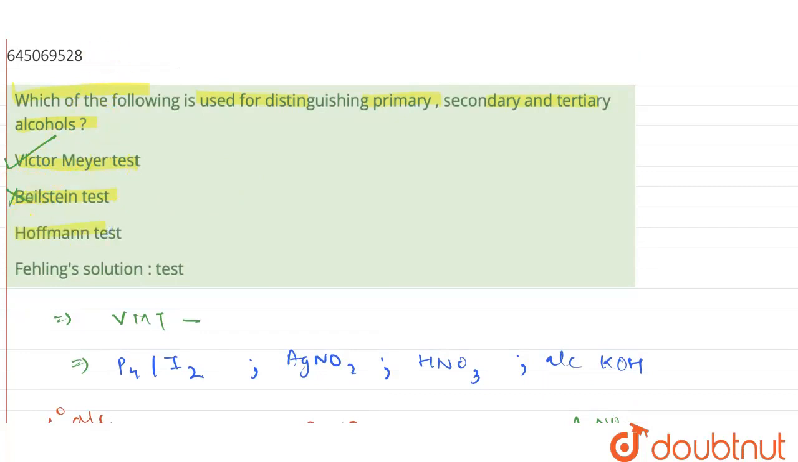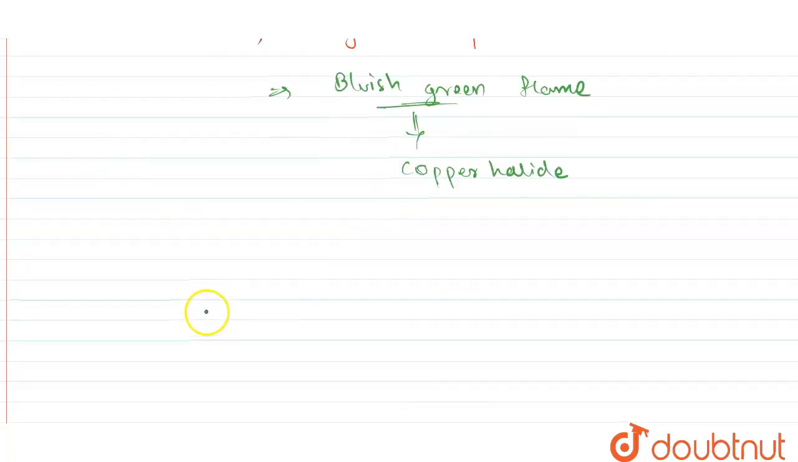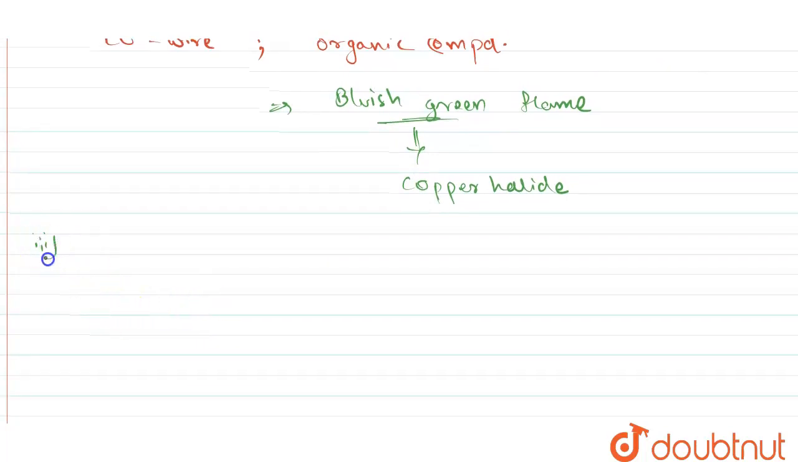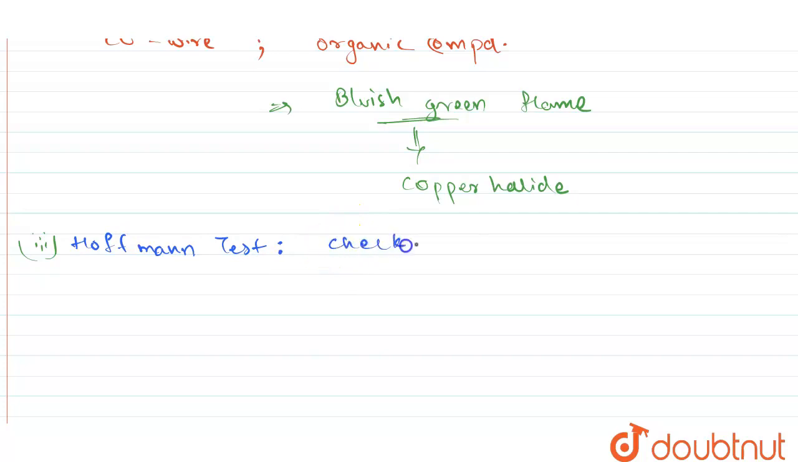Third is Hoffman test. Basically, the Hoffman test is a medical test used to check upper motor neuron function. This is the test done by doctors, where they check the finger and thumb response to stimulus. So this is the Hoffman test.